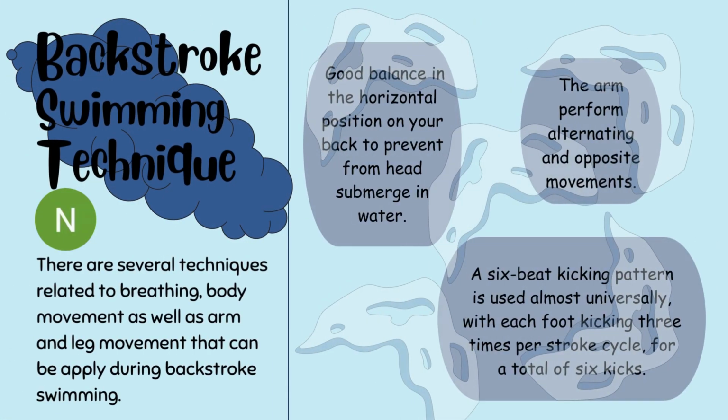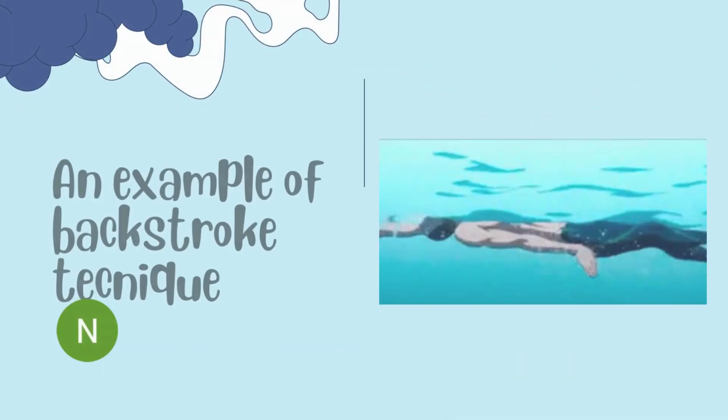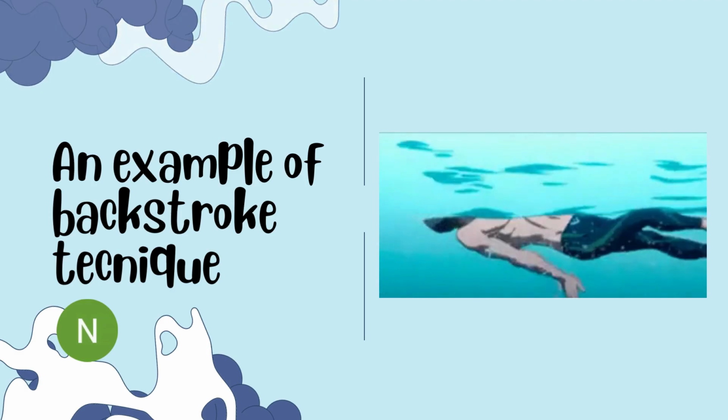Backstroke swimming technique. There are several techniques related to breathing, body movement, as well as arm and neck movement that can be applied during backstroke swimming. The first technique is good balance in the horizontal position on your back to prevent your head from being submerged in the water. The second one is the arms perform alternating and opposite movements. And the last one is a six-beat kicking pattern, which is used almost universally, with each foot kicking 3 times per stroke cycle for a total of 6 kicks. This is an example of backstroke technique.